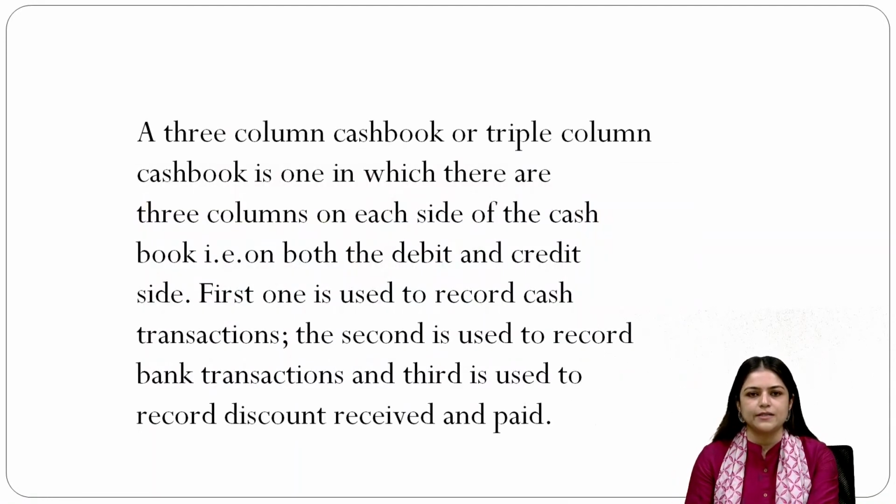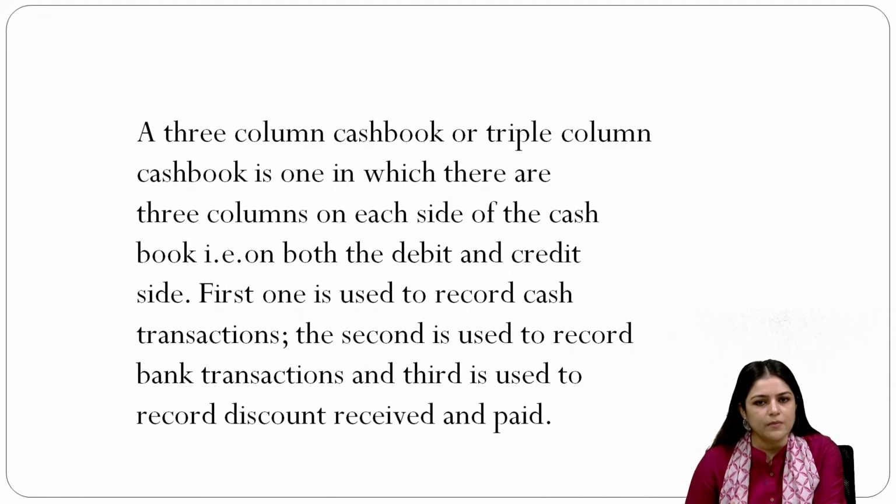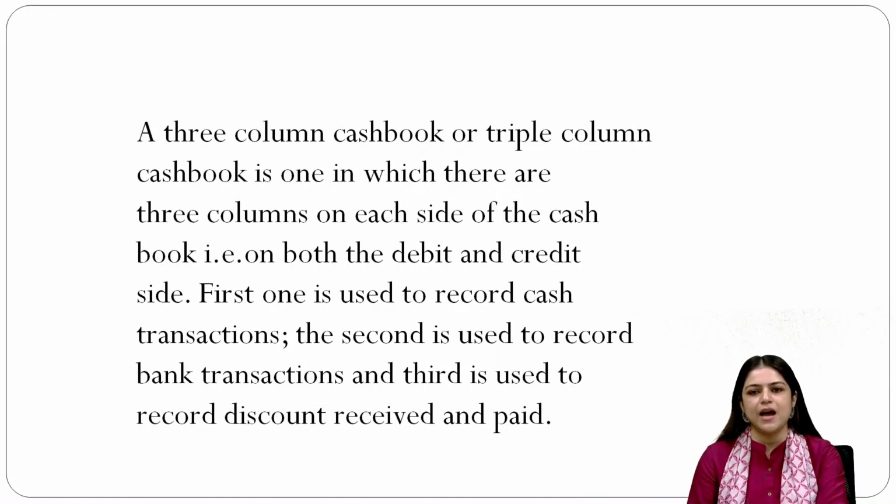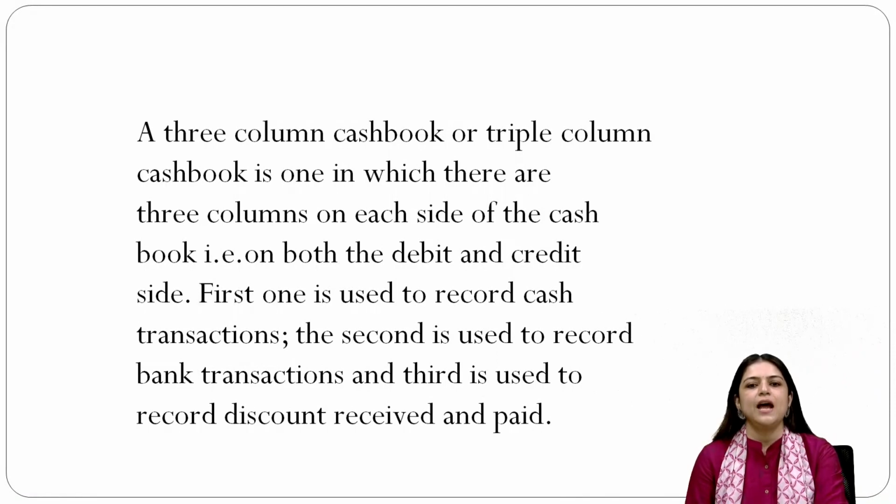Understood? Next, now we are going to the 3-column cash book. What is a 3-column cash book? A 3-column cash book or triple column cash book is one in which there are 3 columns on each side of the cash book. For example, on both the debit and credit side, the first is used to record cash transactions, the second is used to record bank transactions, and the third is used to record the discount received and paid.